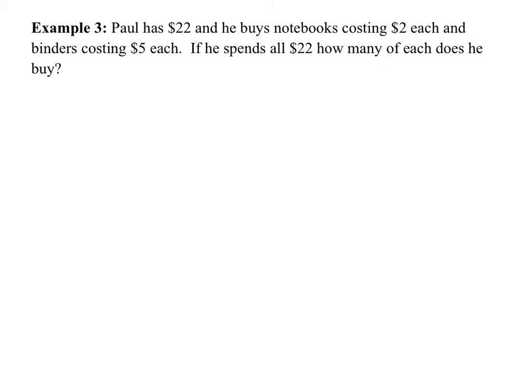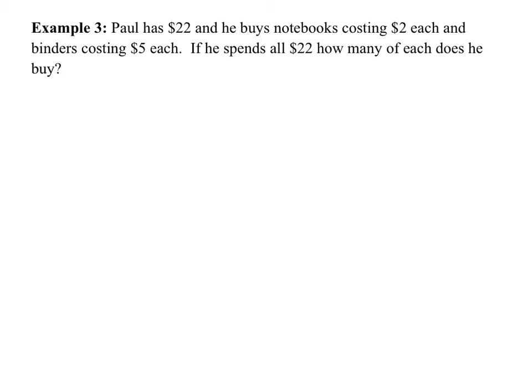Now, you might know right away how many of each, but you have to think about the fact that for this kind of question, there might be more than one answer, right? Give me one possible answer off the top of your head that he could have bought. Four binders and a notebook. I absolutely agree. Four binders at $5 each is $20. A notebook for $2 gives us $22.